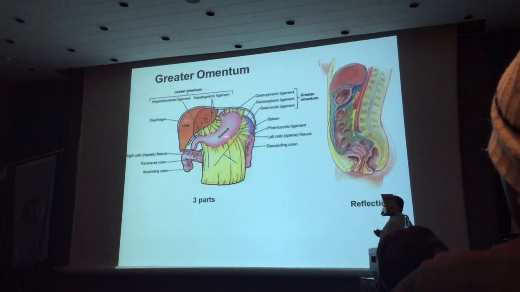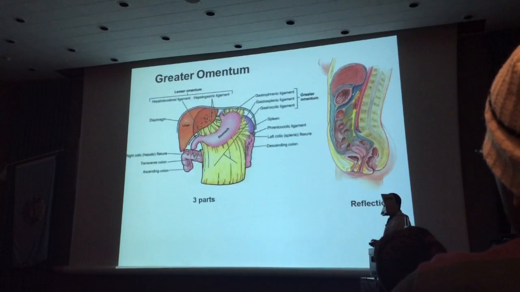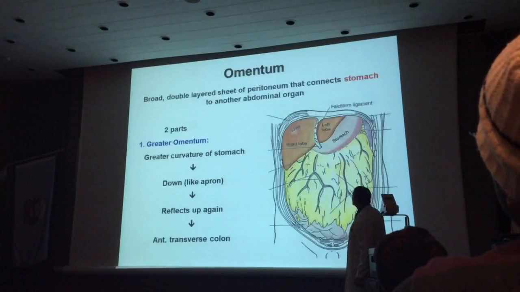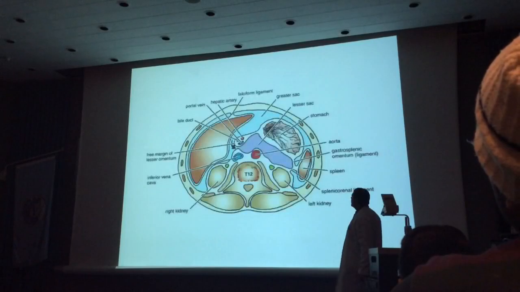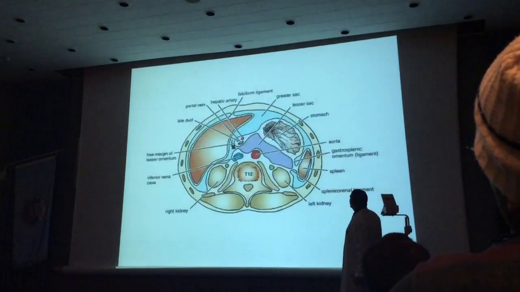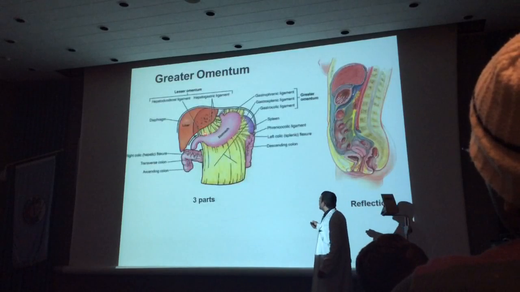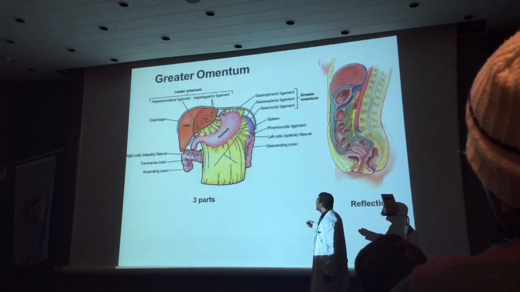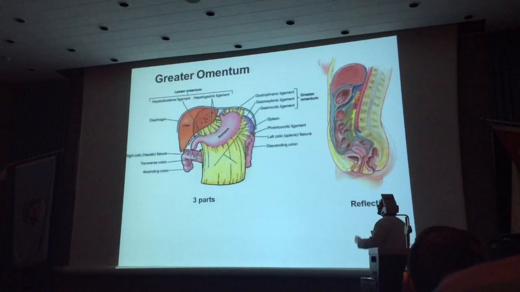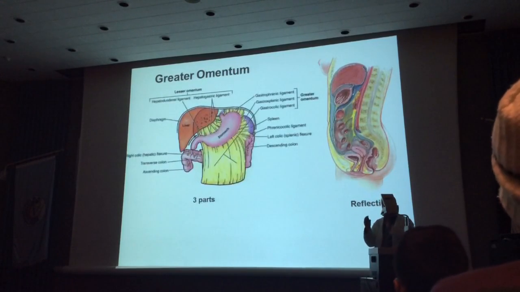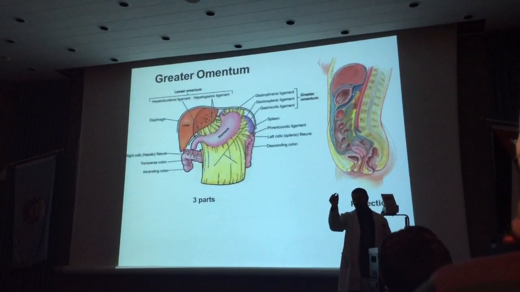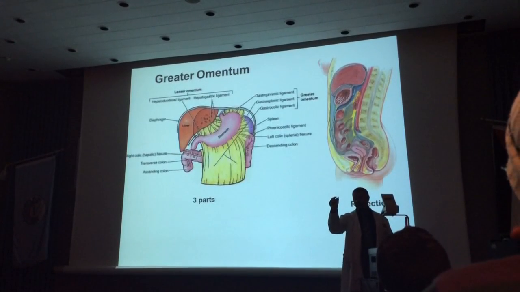The lesser omentum goes and covers around the liver. However, what's unique in the lesser omentum, if you look carefully, is that it does not always come just from the stomach. It comes from the first 2 centimeters of the duodenum also. So the lesser omentum is covering around the stomach and the first 2 centimeters of the duodenum. So the first 2 centimeters of the duodenum is actually intraperitoneal.